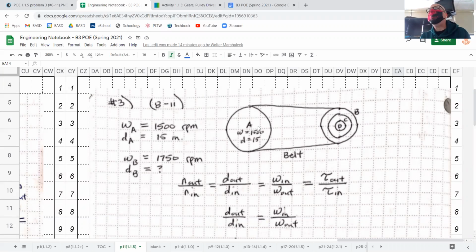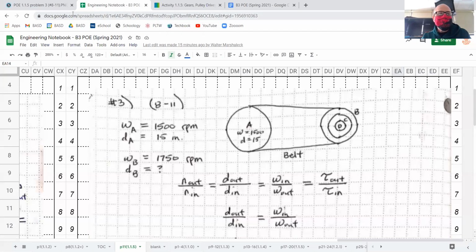A is the driver. In other words, that's where the power is being applied. Whatever motor or mechanism for turning this thing is being applied to A. The other ones just go along with A because A is driving a belt and the other ones move along with it. That's how a pulley works, I guess.